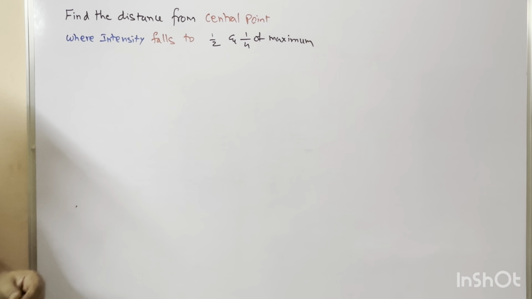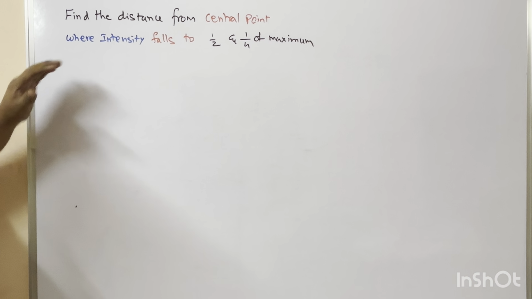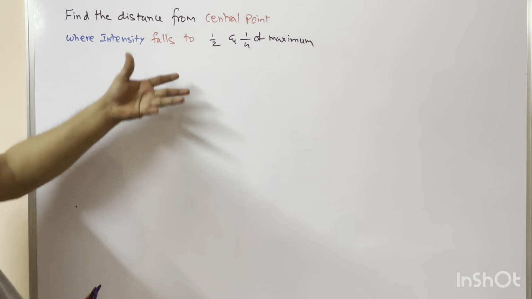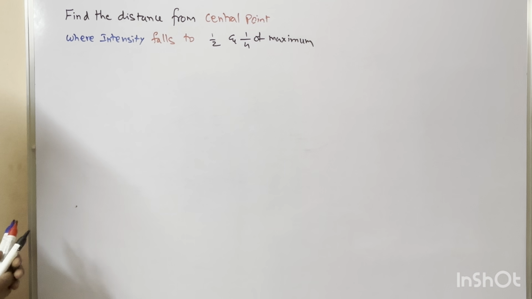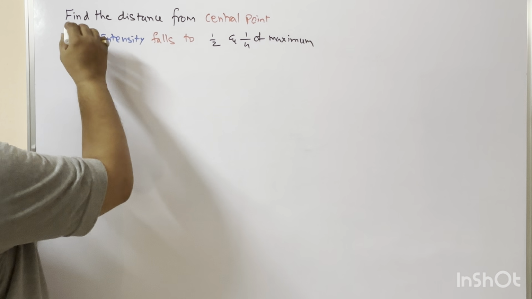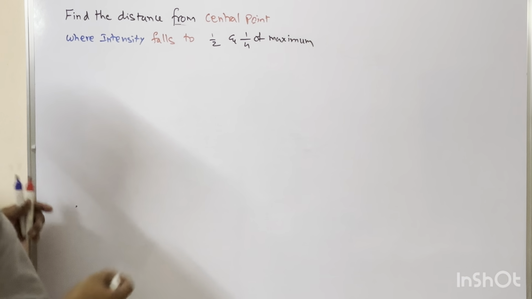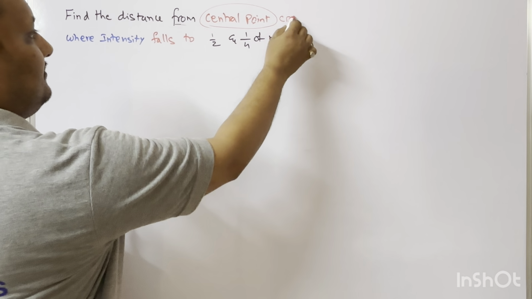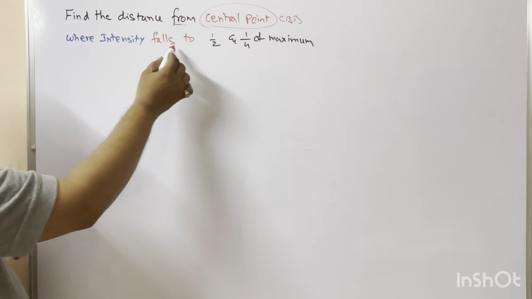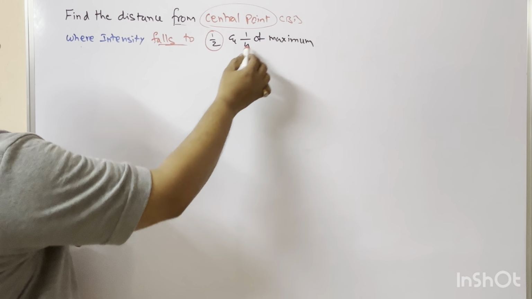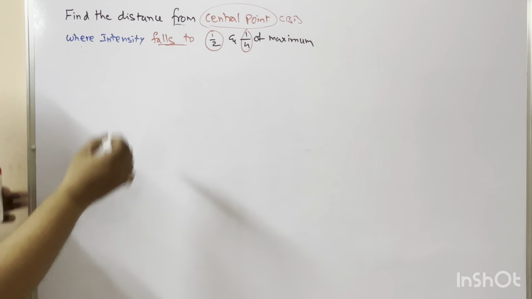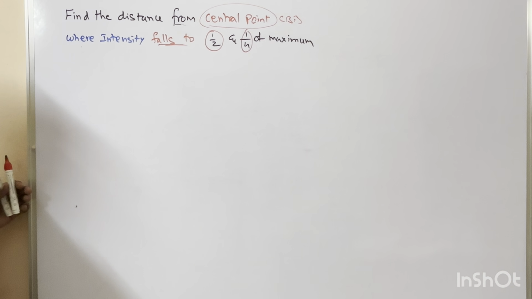We will see one important model on fringe width. We are going to apply so many equations, and we will see how to apply the concept in this problem. Find the distance from the central bright point where the intensity falls to half, or to 1 by 4th, of the maximum intensity. First we will see half; 1 by 4th you can solve yourselves.